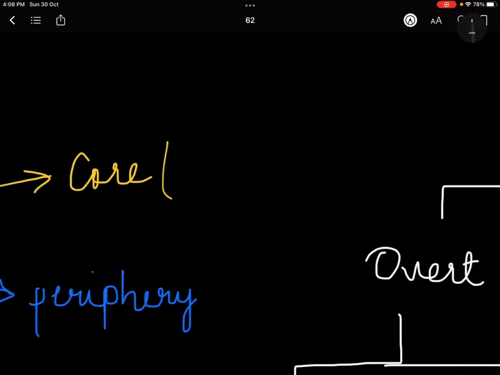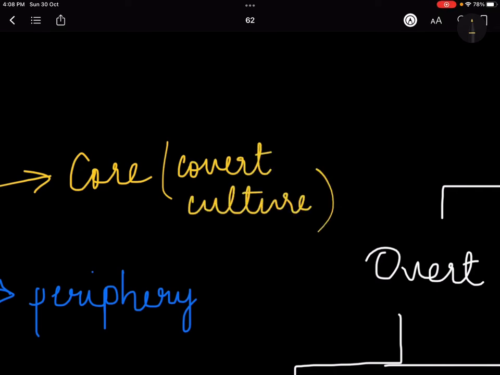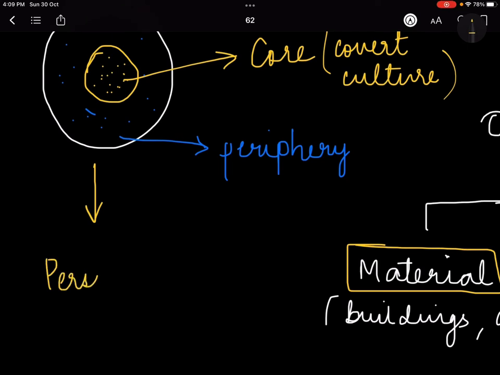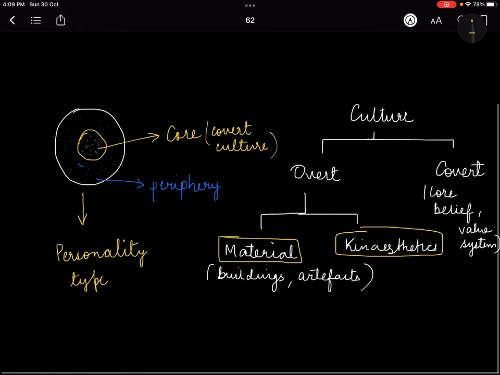The covert culture would be the core value system. That means these are those beliefs, values, morals, standards that are very dear to you, that are difficult to change, and that form the very basis of the culture. Now, how he said this is related to personality is that these core aspects of culture, that is the beliefs, the morals, the values that are so dear and internalized to you, have a role to play in your personality type. So this plays an important role on your personality, right?